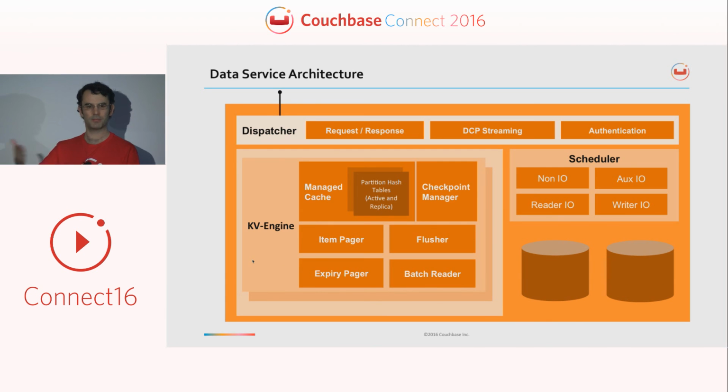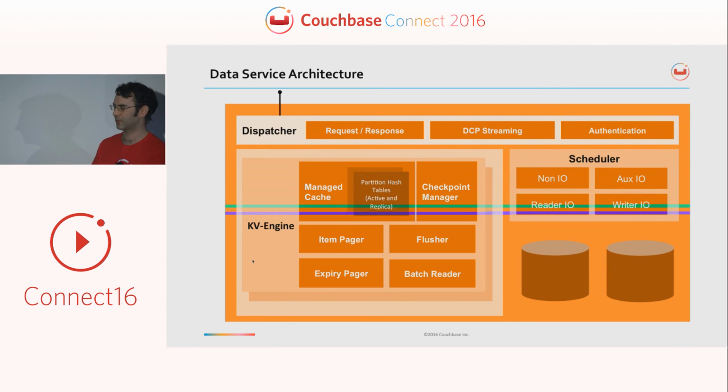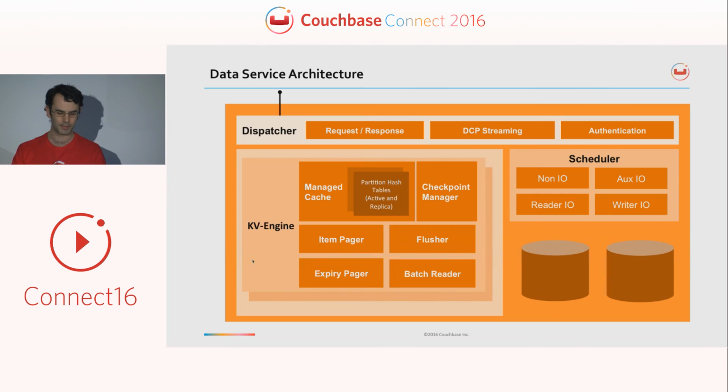So it's dealing with request-response: give me this document, change this field in this document, delete this document. It's also responsible for the DCP streaming protocol, so streaming out those mutations concurrently in a stream to any interested parties. And it deals with data authentication. So when you connect, is this user authenticated to this bucket? Can they access the data that resides within this bucket?